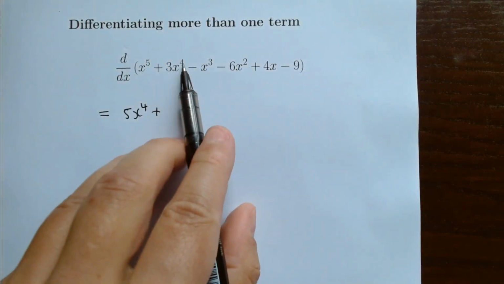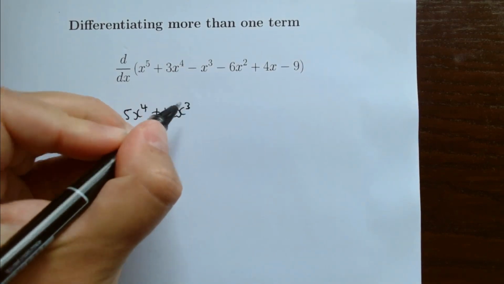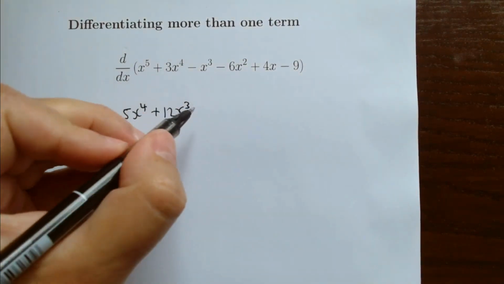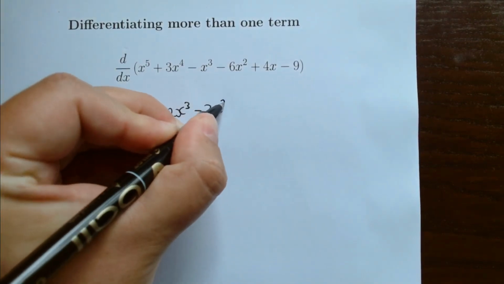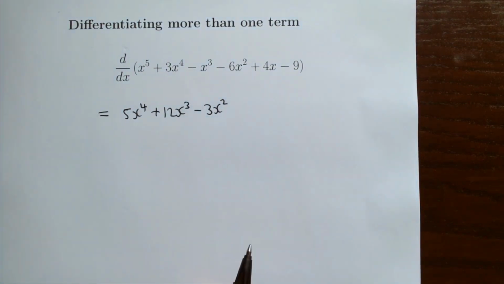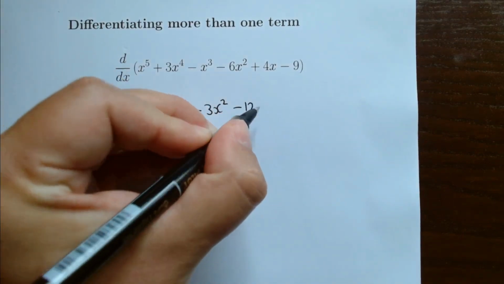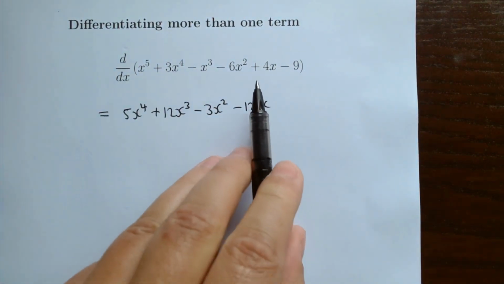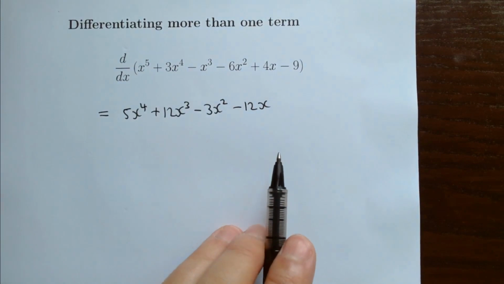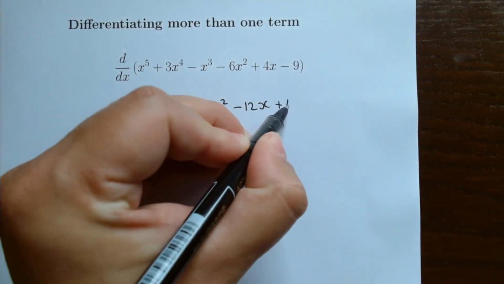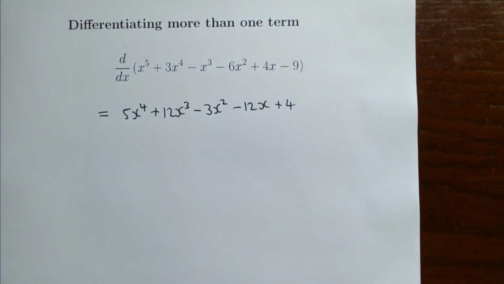Plus the 4 comes down, multiplies the 3, gives you 12x, and you subtract 1 from the power. Then you have a minus, the 3 comes down, and minus 1 off the power, minus the 2 multiplies the 6 to give you 12, and the 2 becomes a 1, which we don't write. Then the plus 4x, that's a linear term, so that just becomes 4, and the minus 9 is the constant term, and that just becomes 0, which we don't write.